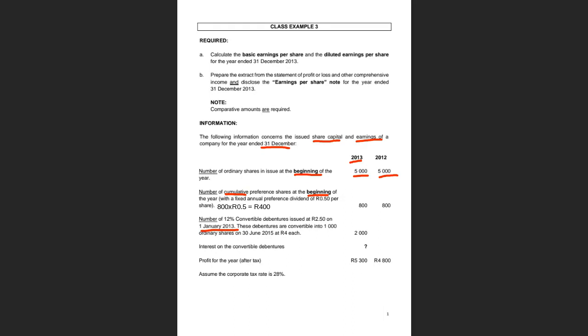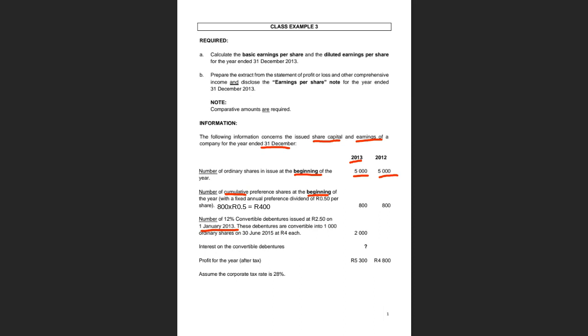It then says the debentures are convertible into 1,000 ordinary shares on 30 June 2015 at 4 Rand each. Okay, so it tells us that they have an option to buy 1,000 ordinary shares. But because 2015 is outside of our year of consideration, we're only looking at 2013 and 2012. So 2015 is outside of that.